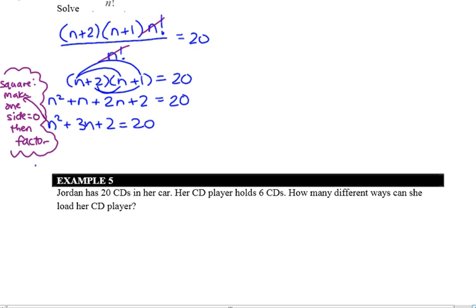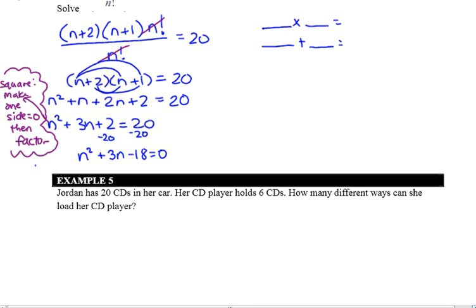So who are we going to actually bring over then? We want one side equal to 0. The 20. So if I subtract 20, we get n squared plus 3n minus 18. And so now we can factor this, now that everything's on one side. So it's a simple trinomial, which means I want two numbers that multiply to something and add to something.